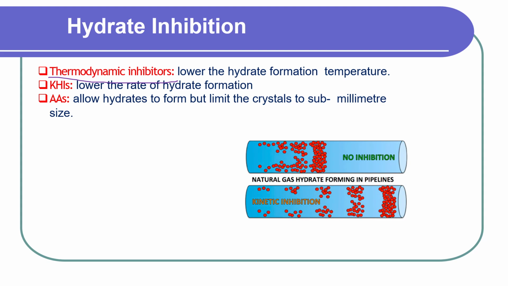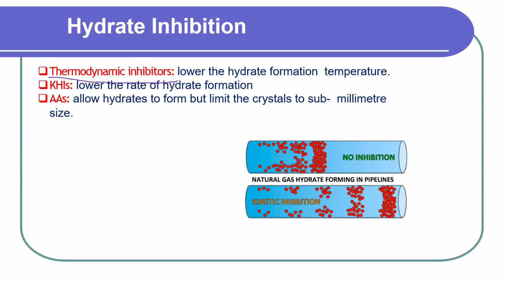Now for the second type, which is the kinetic inhibitors, it will reduce the rate of the hydrate formation, which means that the hydrate will form, but it will reduce the rate of the hydrate formation. So instead of the agglomeration or plugging of the pipe taking place after, for example, 2 or 3 hours, it will take more, for example, 8 to 10 hours for the hydrate to start forming what we call the agglomerate cases, where the agglomerate will contribute to the blocking of the pipe.